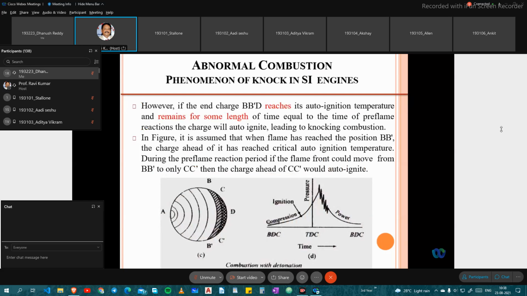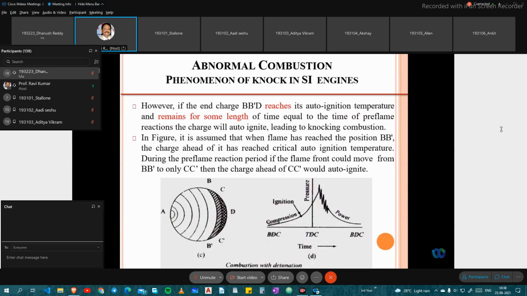Now we'll go into detail about the abnormal combustion phenomena of SI engines. Why does this abnormal combustion happen? Why does knocking take place inside the engine? However, if the end charge, you can see B, BB dash, C and also D, reaches auto-ignition temperature and remains there for some length of time equal to the time of pre-flame reaction, the end charge will auto-ignite and lead to knocking combustion.